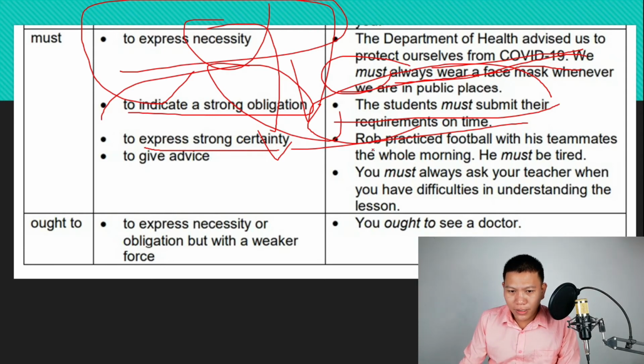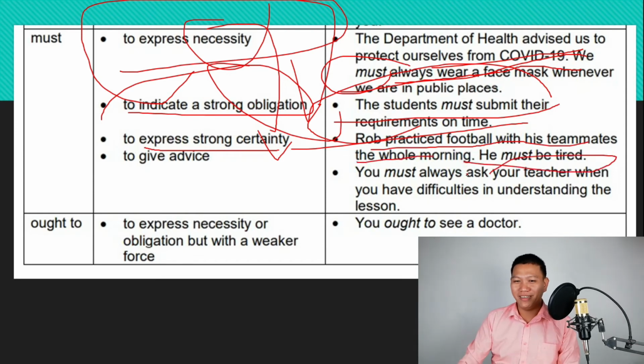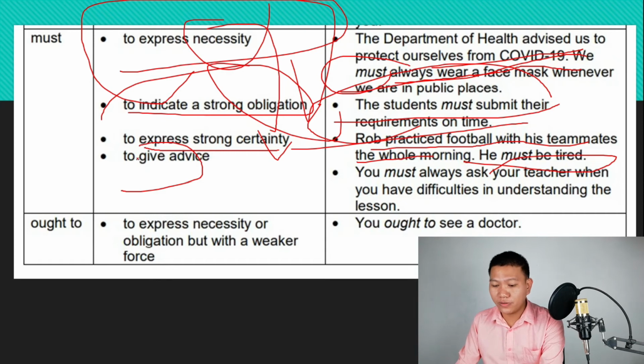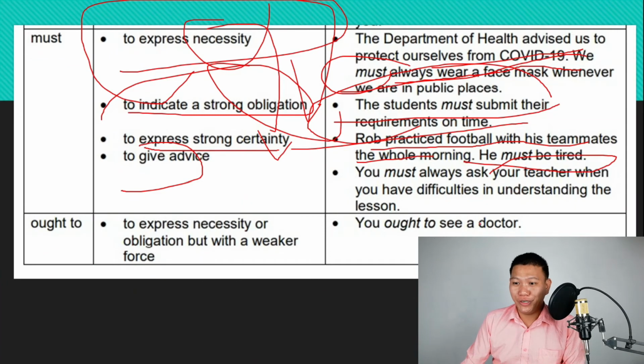Rob practiced football with his teammates the whole morning. He must be tired. So you are expressing a strong certainty. You are very sure that because he played football in the morning, he must be very tired. We also use must to give strong advice, similar to should. You must always ask your teacher when you have difficulties in understanding the lessons. This is applicable now that we are having modular classes. Anytime you have questions or confusions regarding your modules, you can ask. But of course, you must show respect and do it politely.